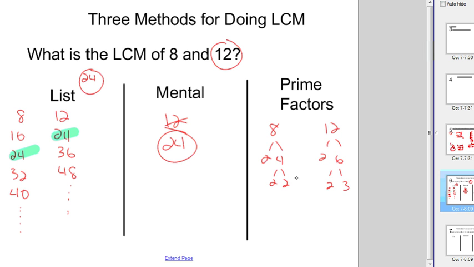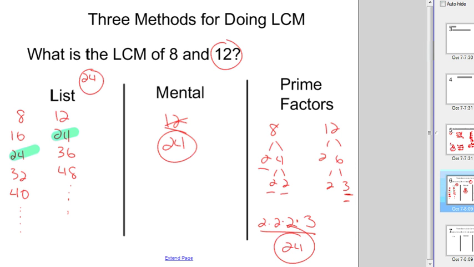Okay, so I see a factor of 2 in both. Who has the most 2's? Well, the 8 does, so I'm going to steal all 3 of them versus the 2 in the 12. And I see a 3, right? So I'm going to steal out the 3. This one has one 3. This guy over here, 8, has no 3's. Okay, so what's this when you multiply it together? 24.